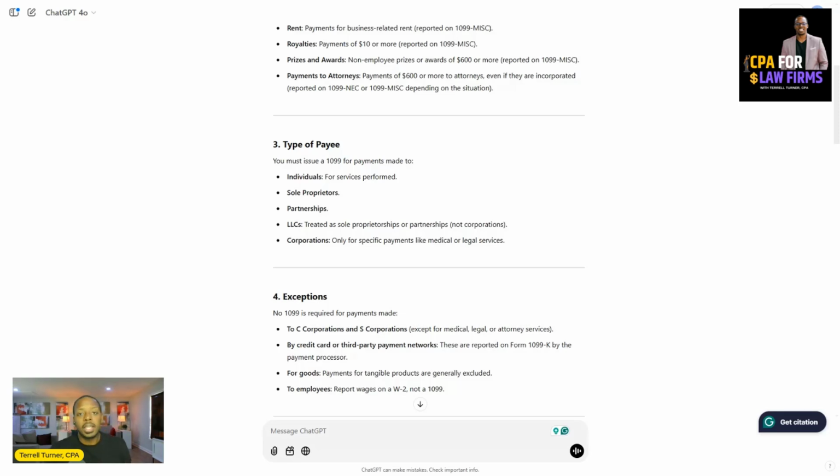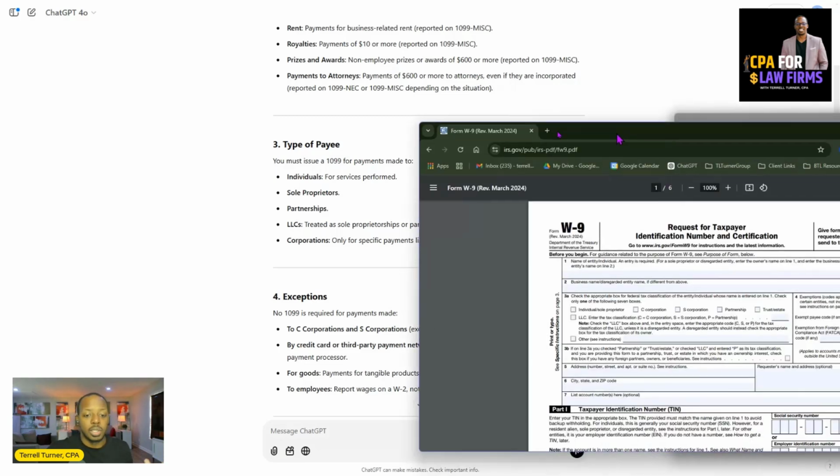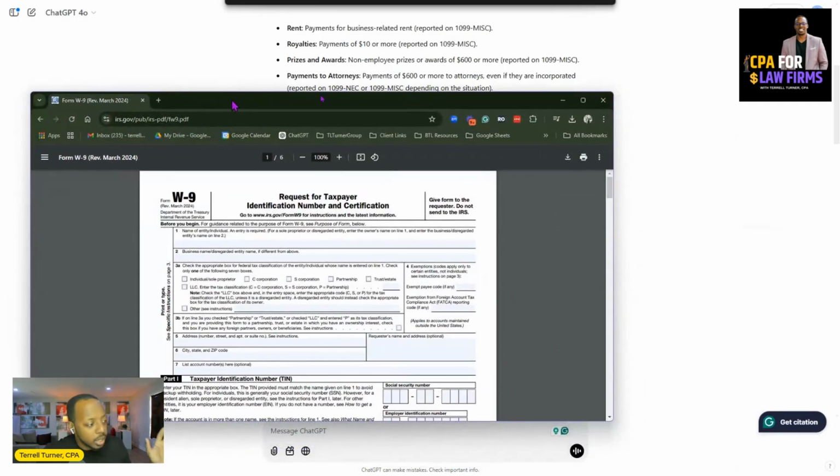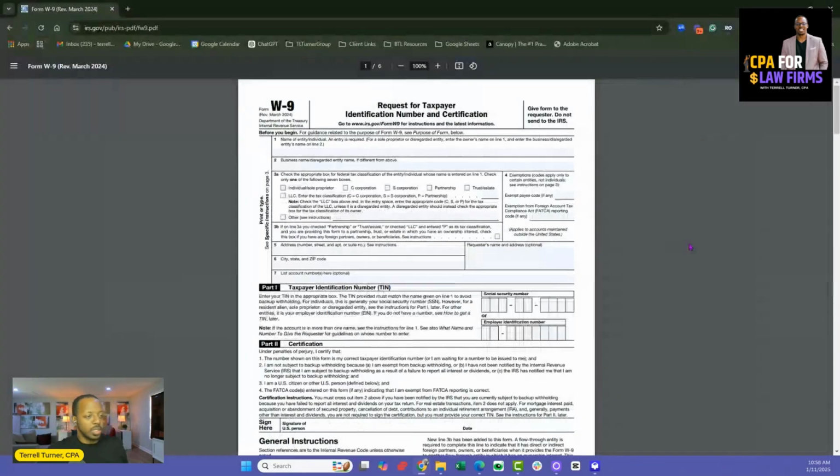Now, the big thing that a lot of people have questions on is, how do I sort this? How do I know what exceptions apply? And what I would say to that is, first, you want to get people to fill out what you would call a W-9. So I'm going to show you what a W-9 looks like, and I'm going to put it on full screen so you can see the whole thing.